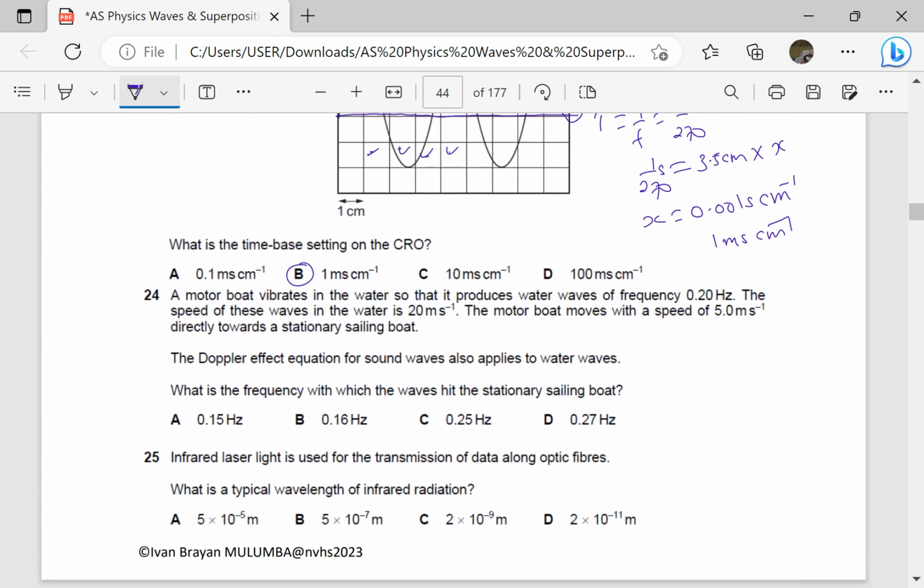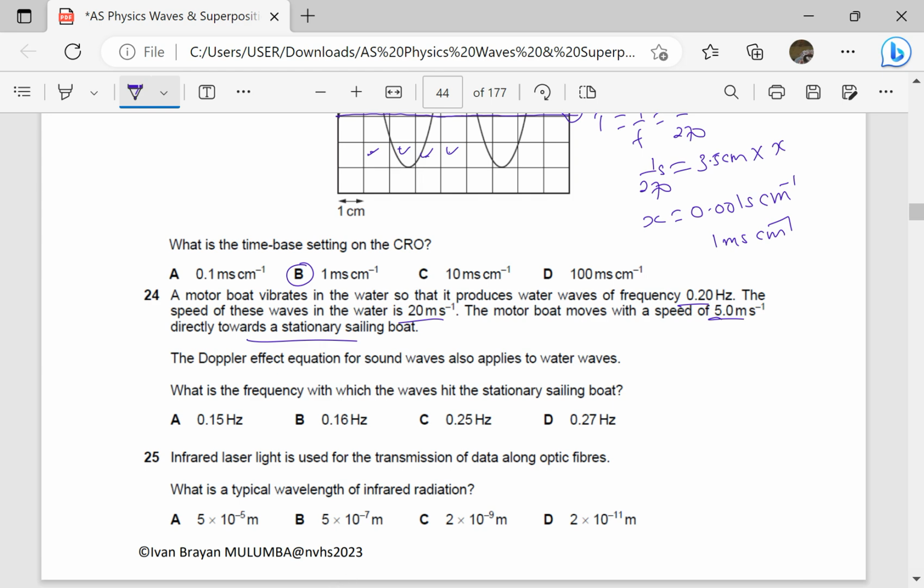A motorboat vibrates in the water so that it produces water waves of frequency 0.2 Hz. The speed of these waves in the water is 20 meters per second. The motorboat moves with a speed of 5 meters per second, directed towards the stationary sailing boat. The Doppler effect equation for sound waves also applies to water waves. What is the frequency with which the waves hit the stationary sailing boat?